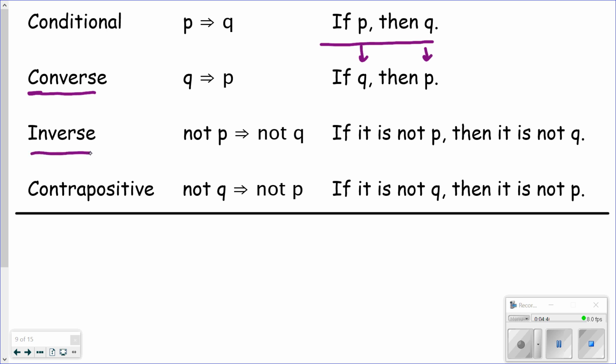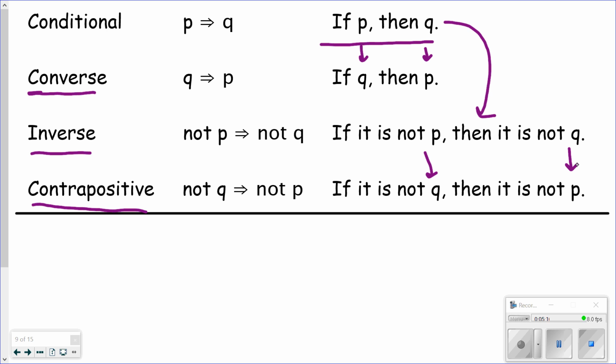An inverse statement is taking your conditional and negating it. So I'm going to draw an arrow. So we're taking this sentence and negating it. So conditional is if P then Q. Inverse would be if it is not P, then it is not Q. The contrapositive is actually going to take the inverse and flip the P and Q around. So I'm going to draw another arrow here to kind of show you the difference. So if it is not Q, then it is not P.